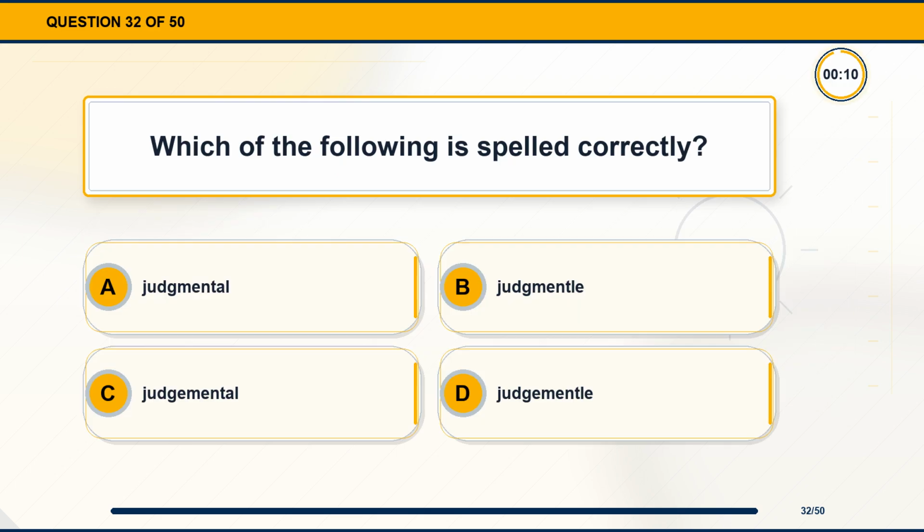Question 32. Which of the following is spelled correctly? Option A, judgmental. Option B, judgmental. Option C, judgmental. Option D, judgmental.